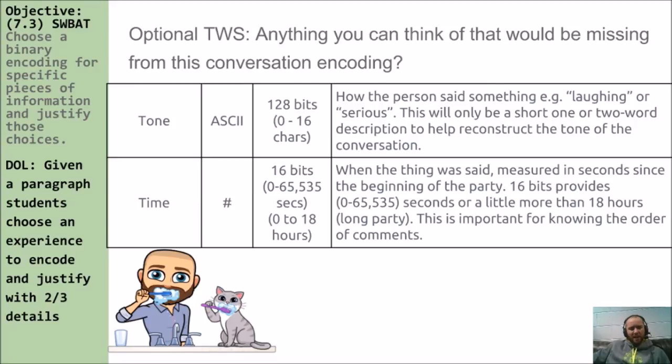Tone is another ASCII data type. You have 128 bits for this. How the person said something, for example, laughing or serious. This will only be a short 1 or 2 word description to help reconstruct the tone of the conversation.